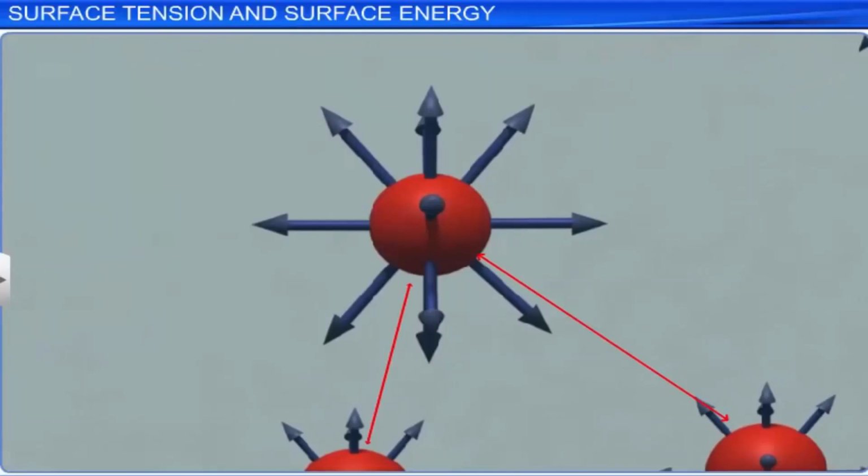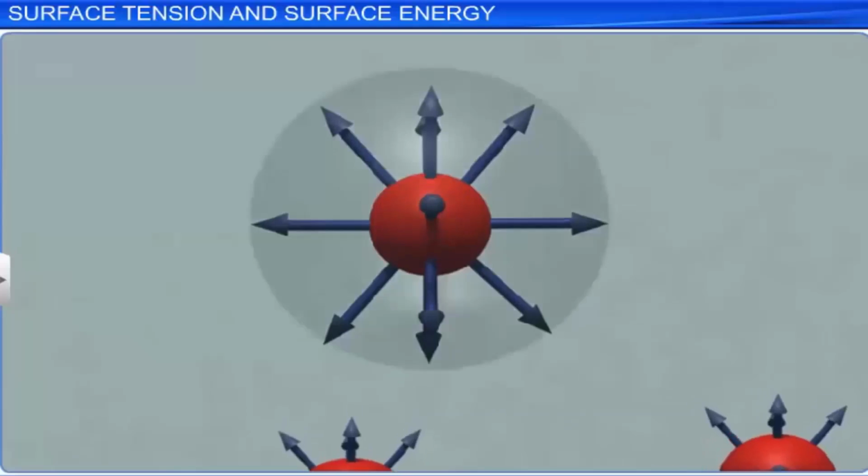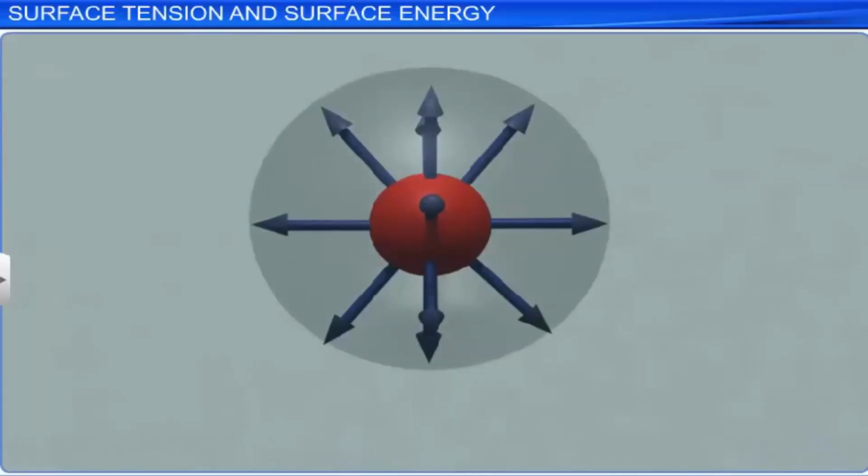Thus, we can assume that these molecular forces act on a given molecule within a sphere with a radius of about 10 to 15 molecular diameters. The sphere within which the molecular forces act on a given molecule is referred to as the sphere of influence.